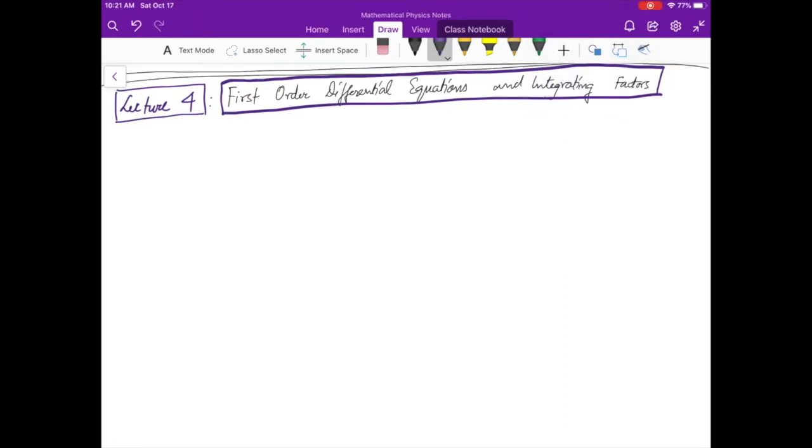So, hello everyone. Today we will be talking about differential equations and the way differential equations are solved. This is lecture 4 in our series. Before this, we had talked about some fundamental concepts of calculus and their intuitive meanings, followed by certain expansions. And now we are trying to deal with differential equations.